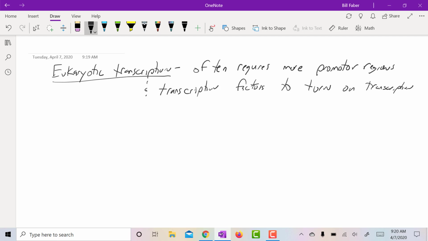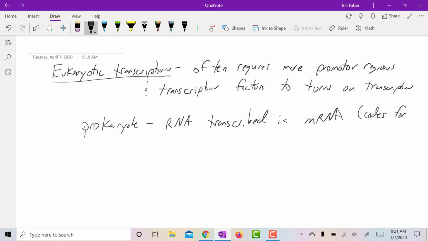So the last thing I want to cover before we start thinking about making proteins is, I've already told you that when you have a prokaryote, the RNA that's transcribed is mRNA, which means it's ready to go make a protein. So it directly codes for a protein. And it's a little different for something that's a eukaryote.